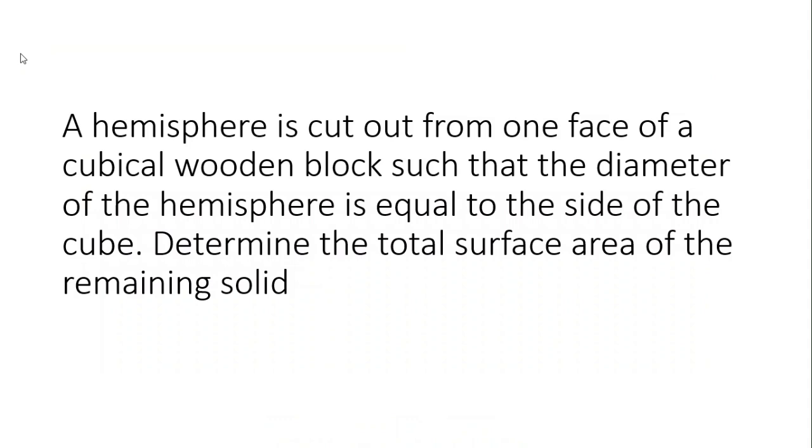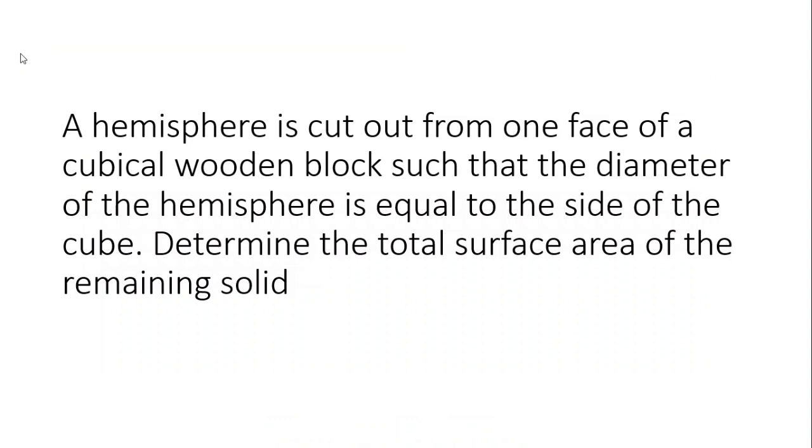Okay, what is given? There is a cubical wooden block out of which a hemisphere is cut out. And one more point is given that the diameter of the hemisphere is equal to the side of the cube. The hemisphere is cut in such a way that the diameter of the hemisphere should be equal to the side of the cube. After having that point in our mind, when we cut a hemisphere from a cubical wooden block, we need to determine the total surface area of the remaining solid.